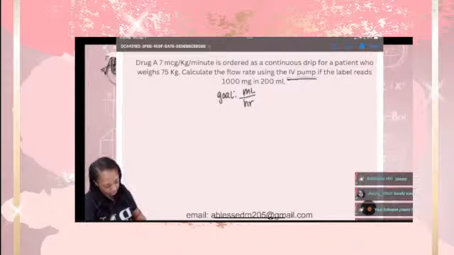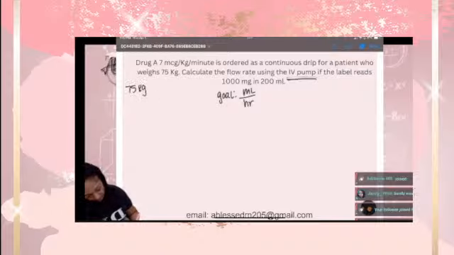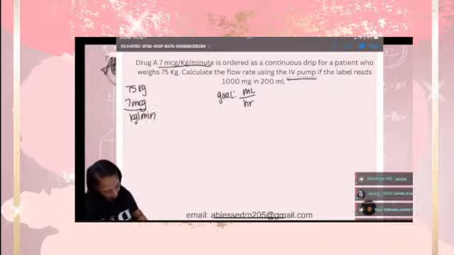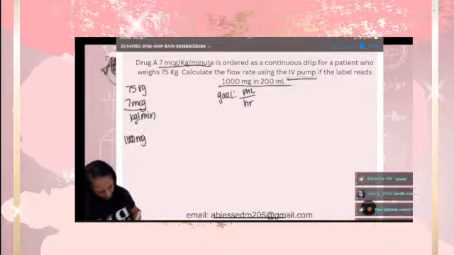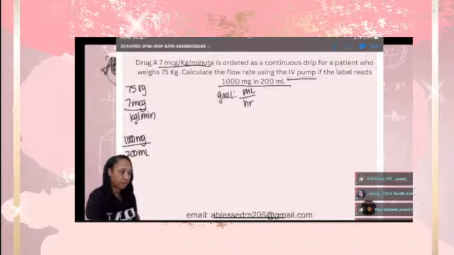We got PPP, your patient's weight, 75 kilograms. Your prescription is 7 micrograms per kg per minute. And our product is 1,000 mgs in 200 mLs. All right, so we are looking for milliliter on the top and hour on the bottom.